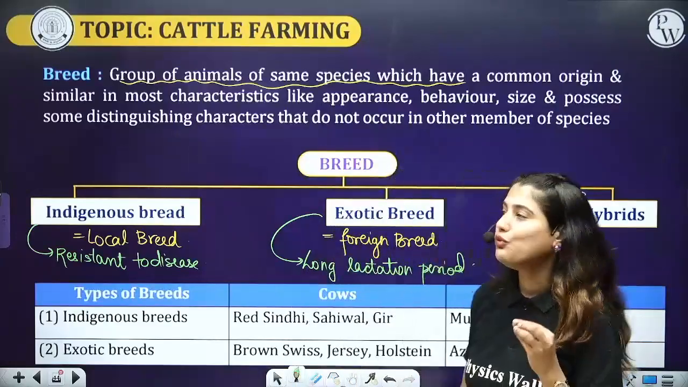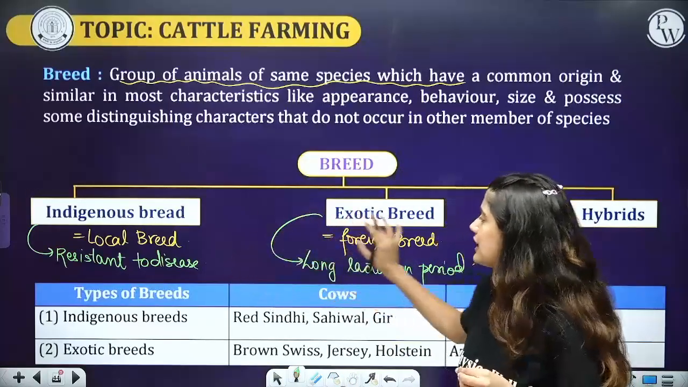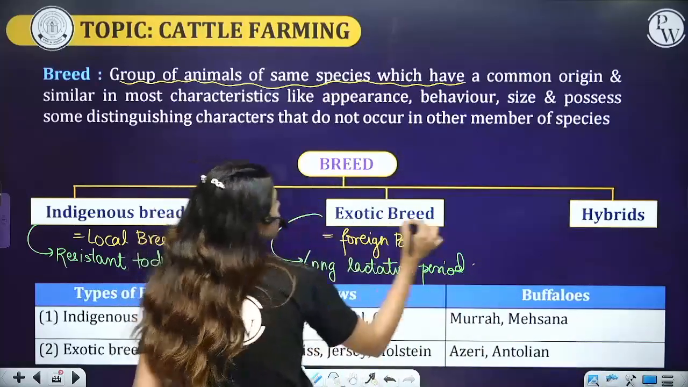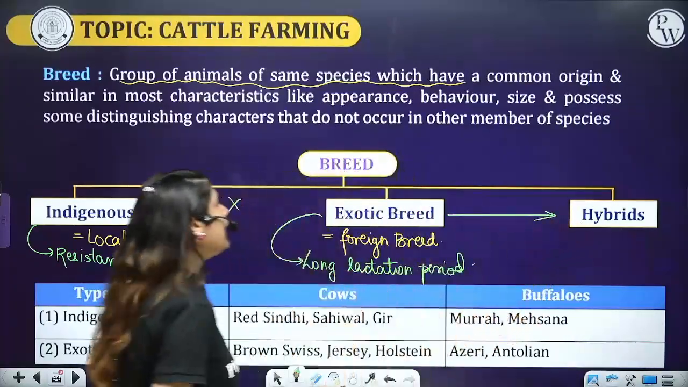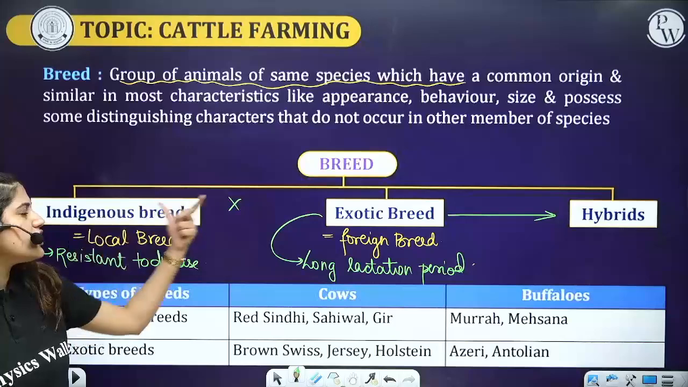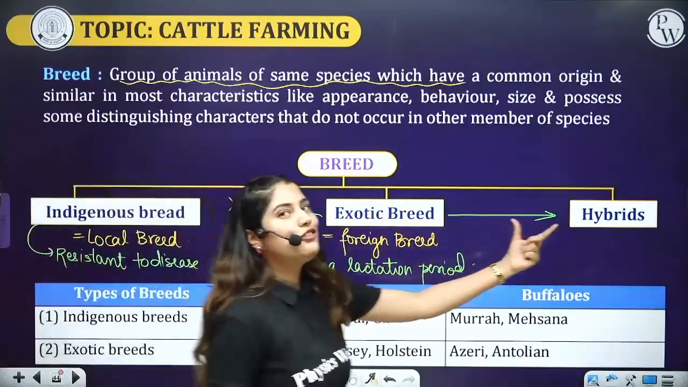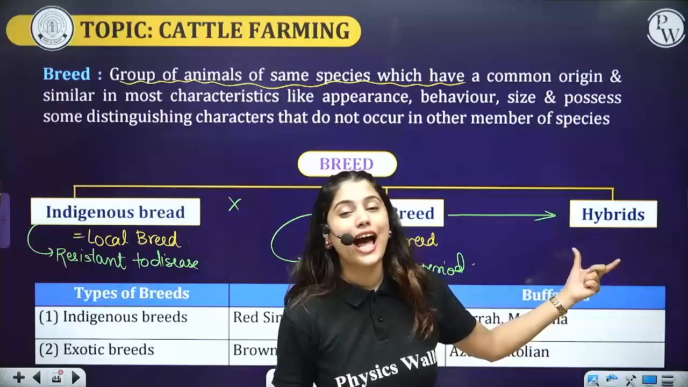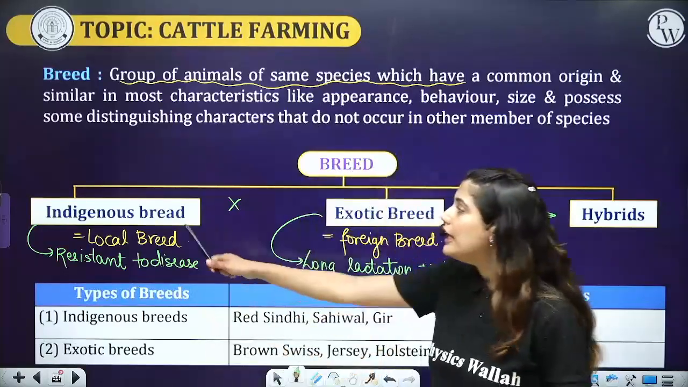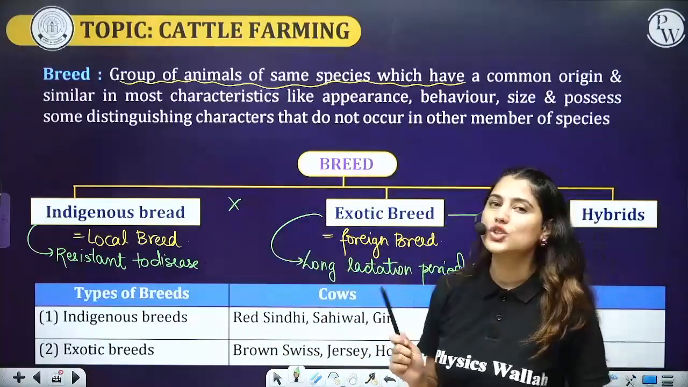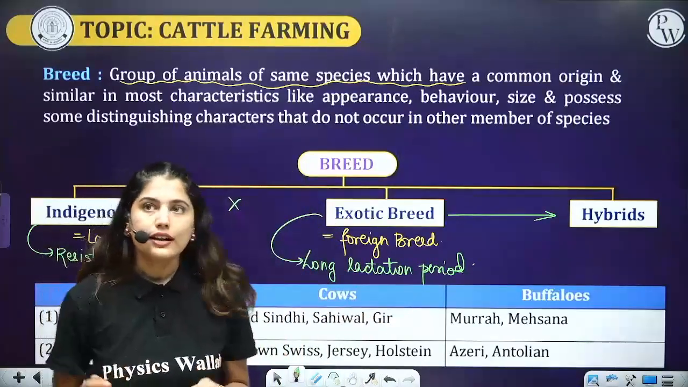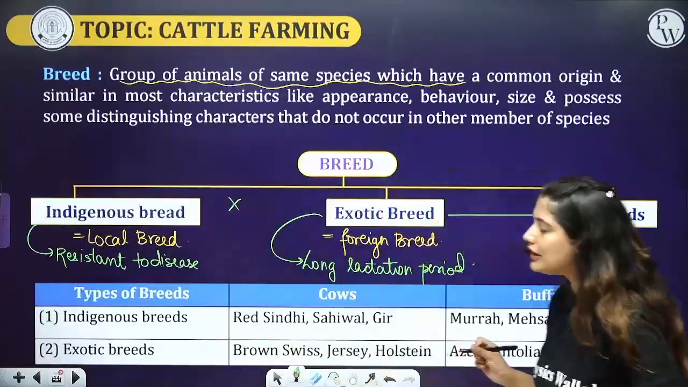Similarly, one breed which is resistant to diseases and has a long lactation period will give rise to a hybrid. If we make a cross between the indigenous breed and the exotic breed, it will give us hybrids. It will give us a hybrid having the characteristics of the indigenous as well as the exotic breed. It will have characteristics of both. Remember, right?